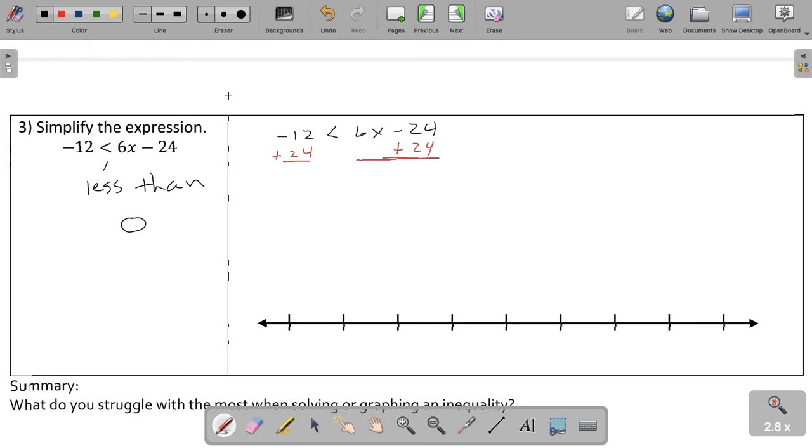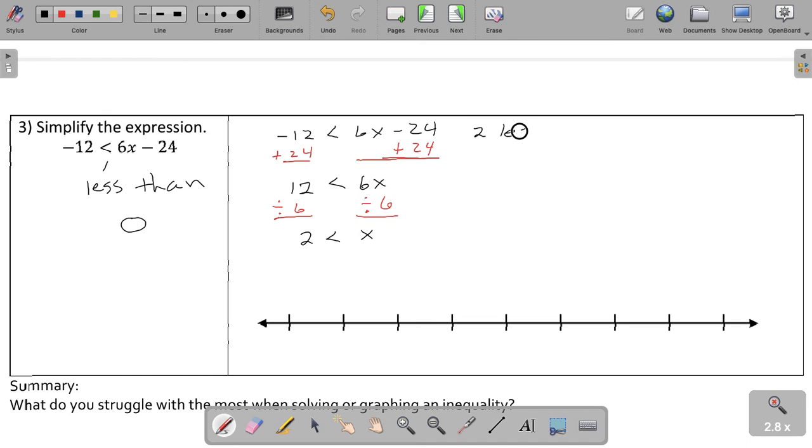Okay, when I do that, negative 12 plus 24, that's 12. Your calculator will do that for you. I'm left with 6x over here. That canceled out, so I have 0 there. Now we have to divide, so it's not a minus, it's supposed to be a division. Divide by 6, divide by 6. 12 divided by 6 is 2. 2 is less than x.